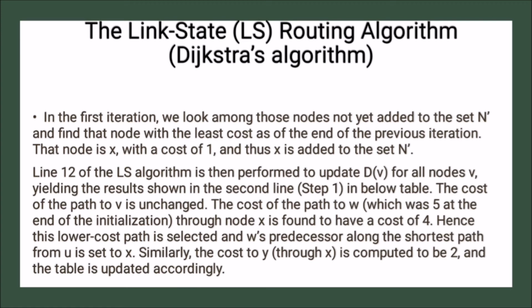The cost of the path to V is unchanged. The cost of the path to W through the node X is found to have a cost of 4. Hence this lower cost path is selected and W's predecessor along the shortest path from U is set to X. Similarly, the cost to Y is computed to be 2 and the table is updated accordingly.